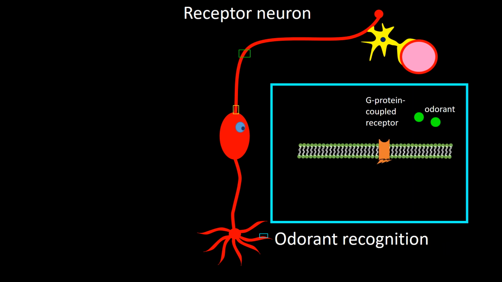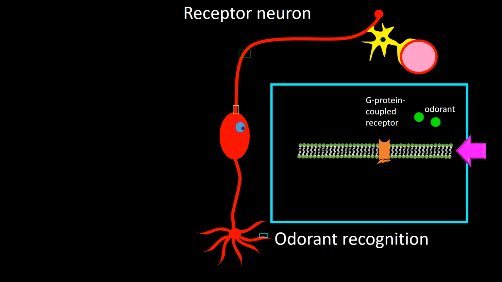In this frame, I added a figure with the components necessary for recognizing an appropriate chemical stimulus. The site of these elements is referred to as the odorant recognition site. At this site, we will find G protein coupled receptors embedded in the cell membrane.